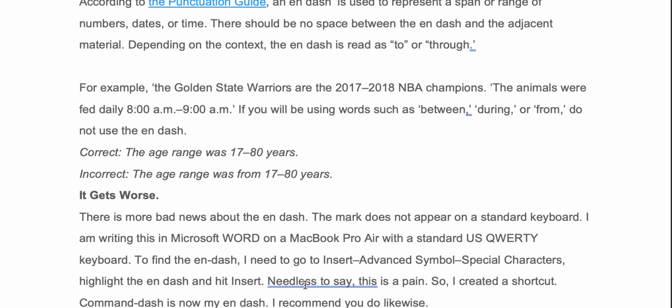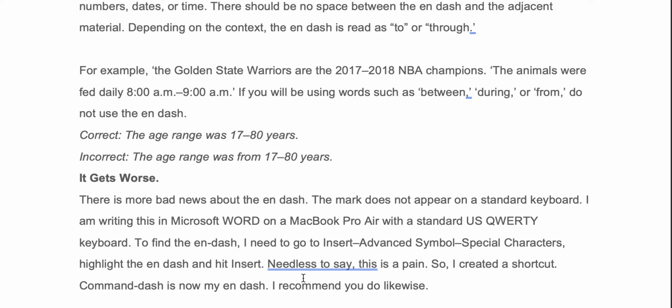For example, the Golden State Warriors are the 2017–2018 NBA champions. The animals were fed daily 8 a.m. to 9 a.m. If you will be using words such as between, during, or from, do not use the en dash. So a correct usage is the age range was 17 to 80 years. Incorrect would be the age range was from 70 to 80 years.